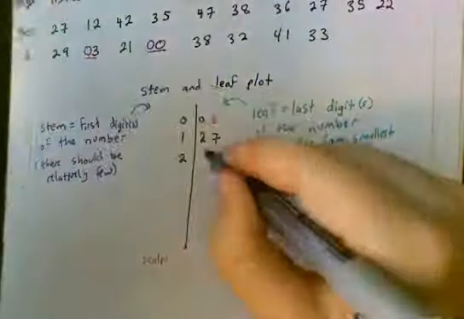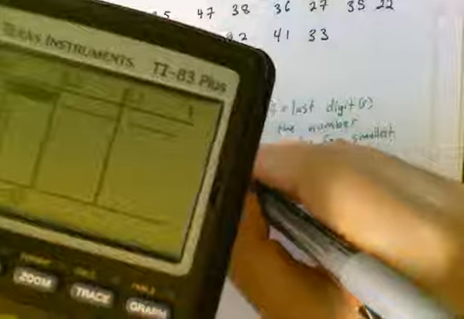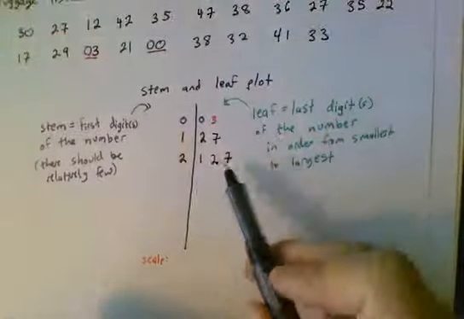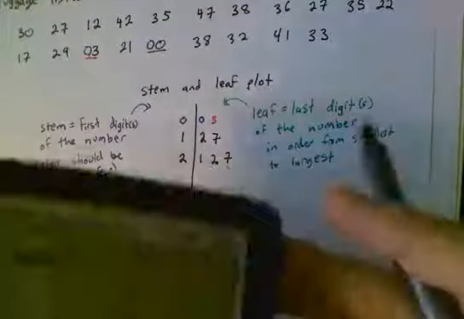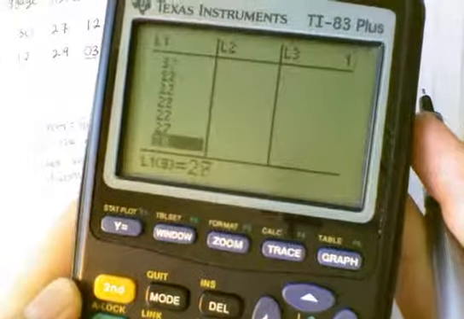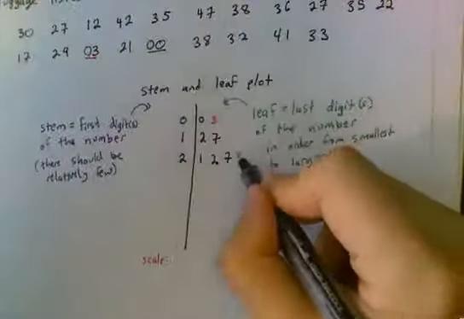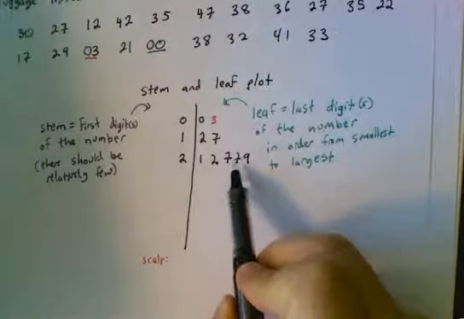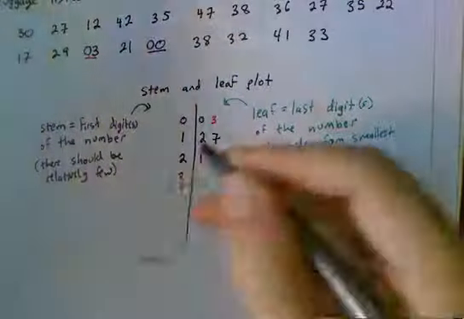We have 21, 22, 27. So 21, 22, and 27. Another 27, and a 29. Notice if I have 27 twice, I'm going to have 2 sevens right here.